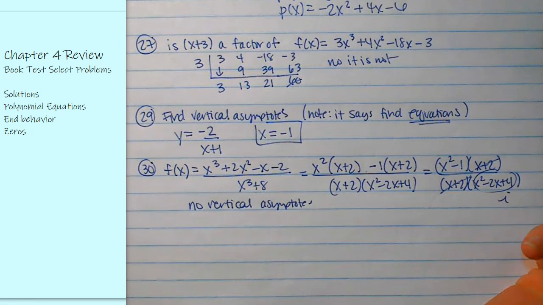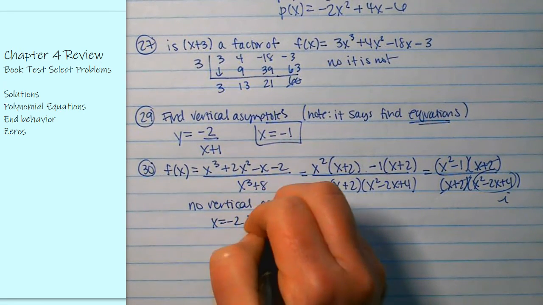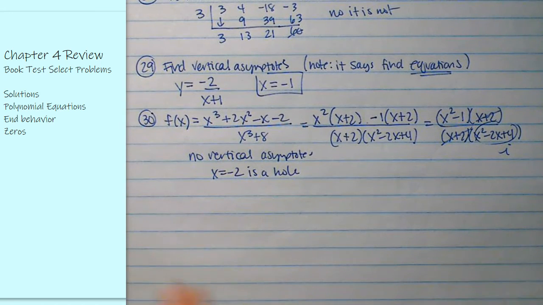What would you need to say? You need to say that at x equals -2 is a hole. You still need to say that. They didn't ask for that, but you should still follow through with that. You need it to graph.